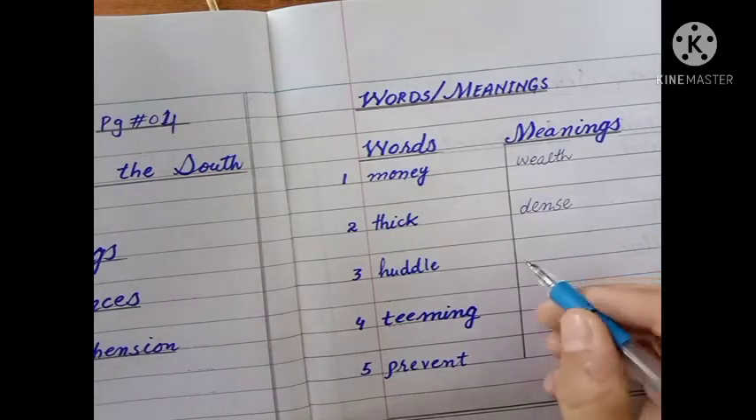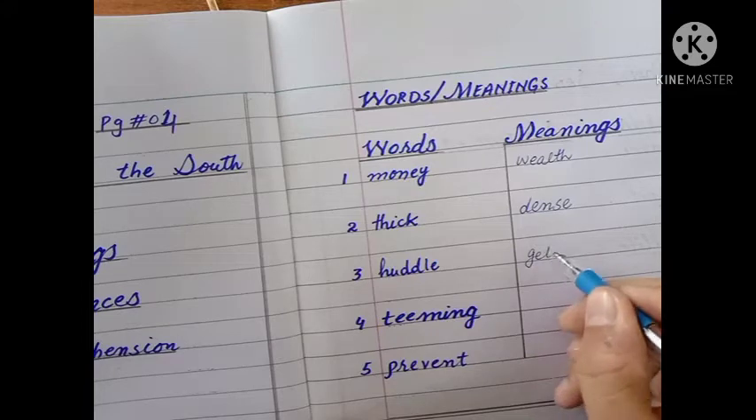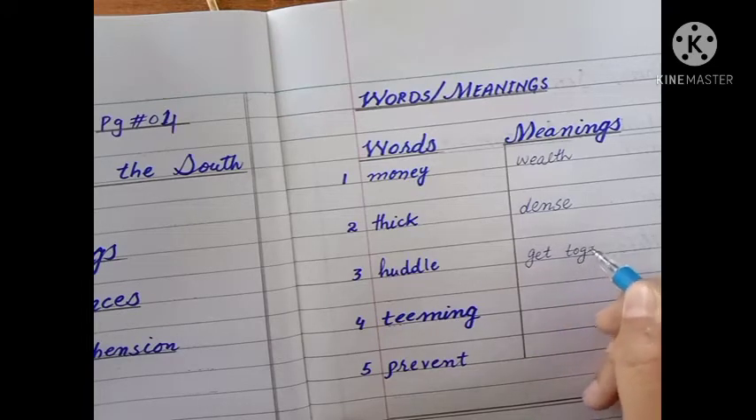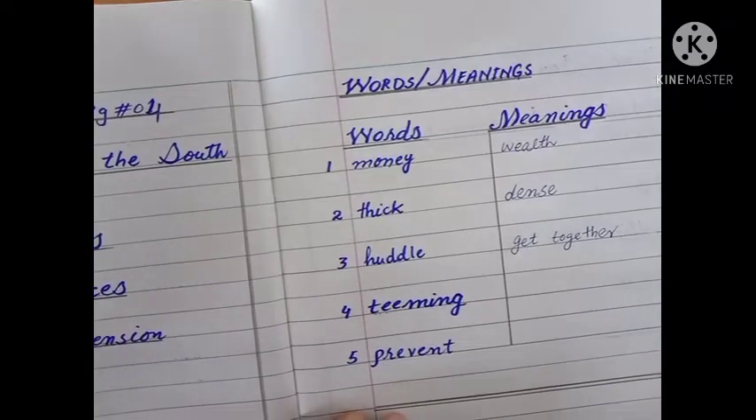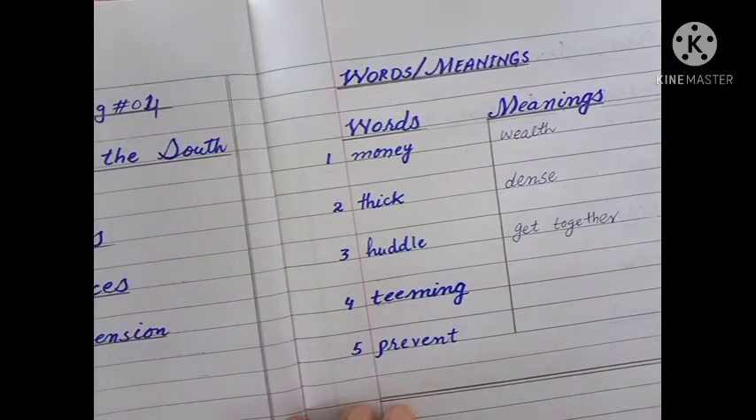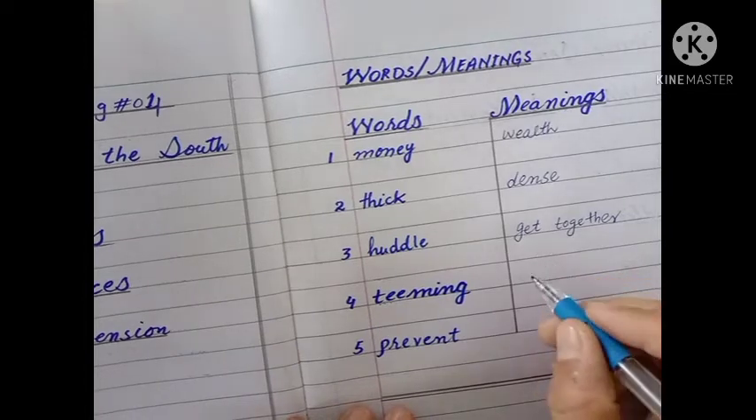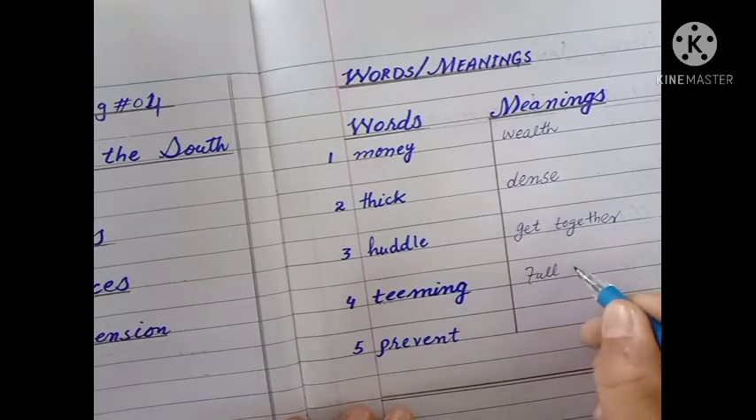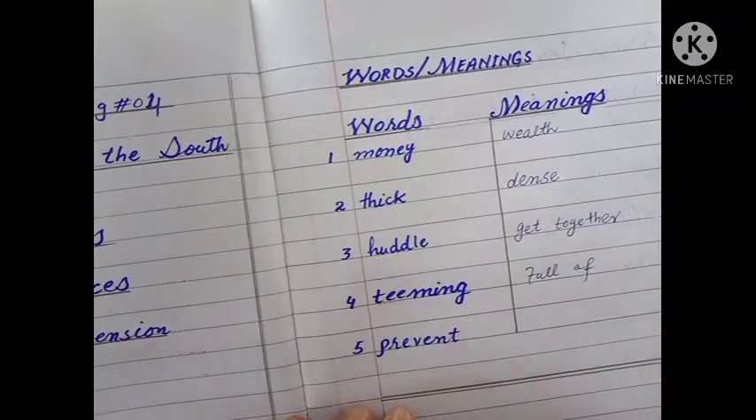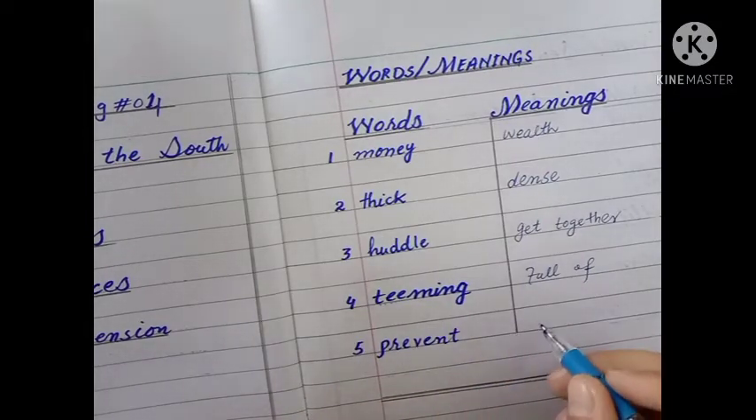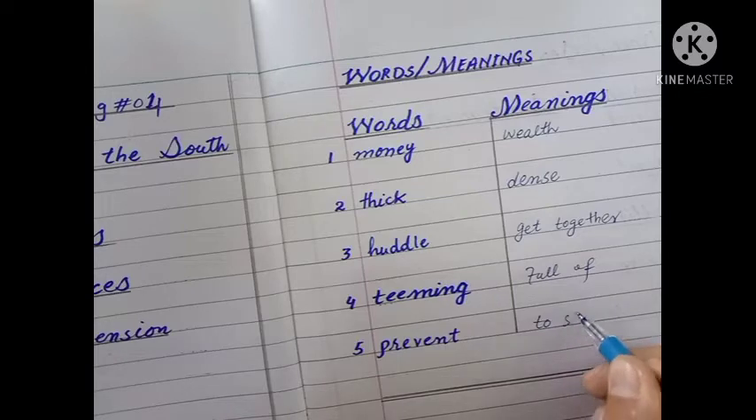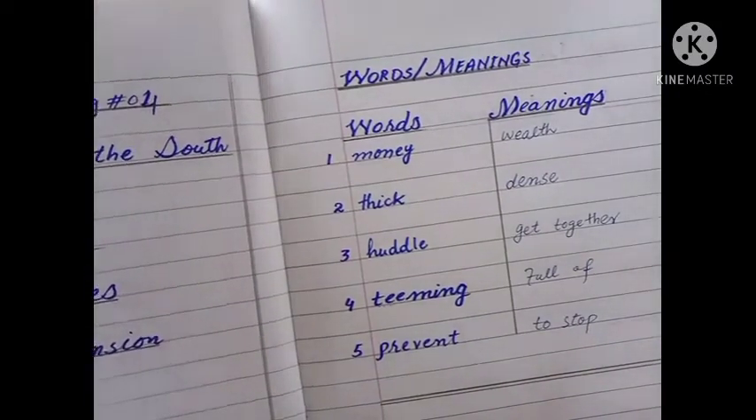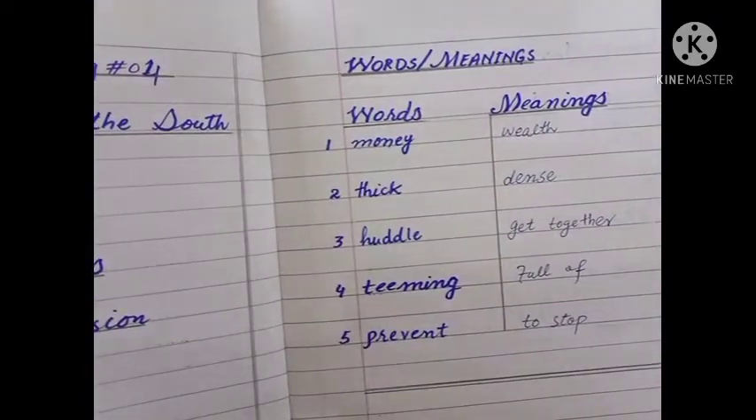And the next word is huddle, means get together. Next word is teeming, and the word teeming means full of. And the last word here is prevent, means to stop. And we have to stop here. Word meanings. Let's go to the word sentences.